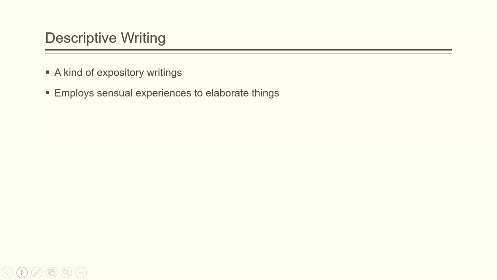Next is descriptive writing. Descriptive means it describes something. Descriptive writing is a kind of expository writing. That is, an explanation is given in descriptive writing. It employs sensual experience to elaborate things. Sensual is you use your sensory feelings to elaborate things. Example, diaries, journals, etc.